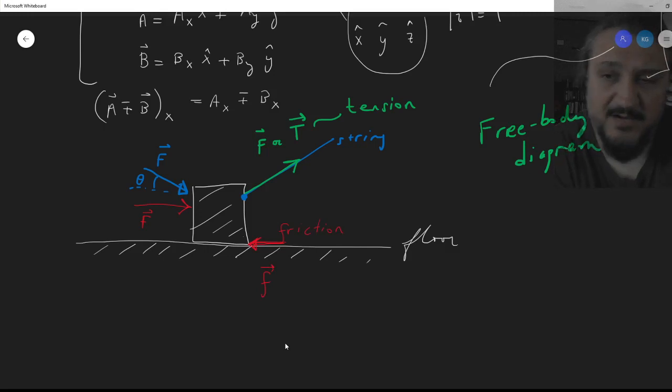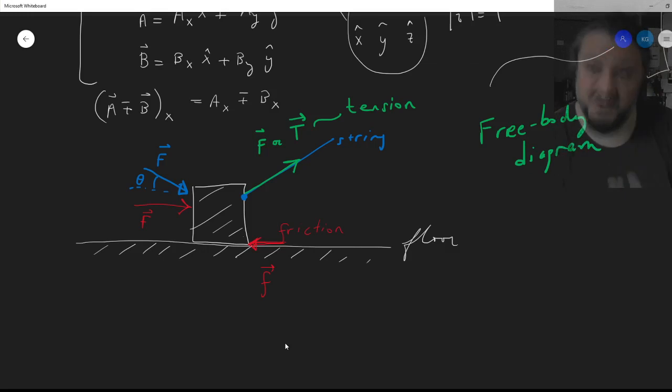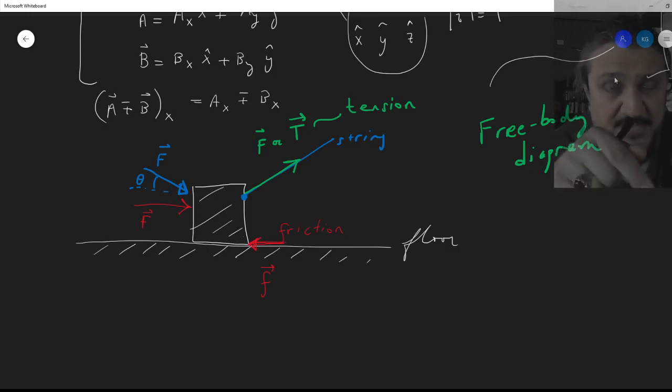Now, a free body diagram doesn't require the floor, but if I take the floor out of the picture, I have to keep something that represents what the floor was doing. And that is the friction force. So that's number one, isolating the object from its surroundings. Rule number two, only show the forces that are exerted on the object. All of these forces I drew here are forces exerted on the object.